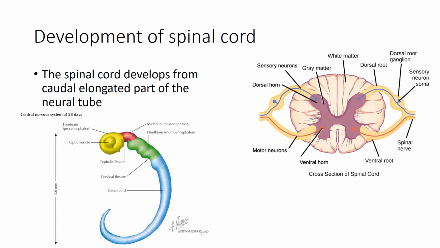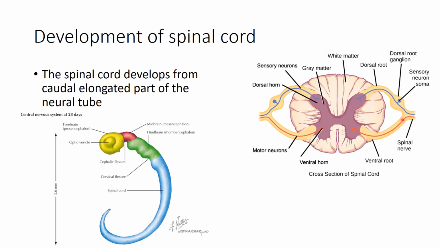Now, let us study the development of the spinal cord. As we all know, the neural tube has a cranial dilated end, you can see here, which gives rise to the brain, and a caudal tubular structure that gives rise to the spinal cord.